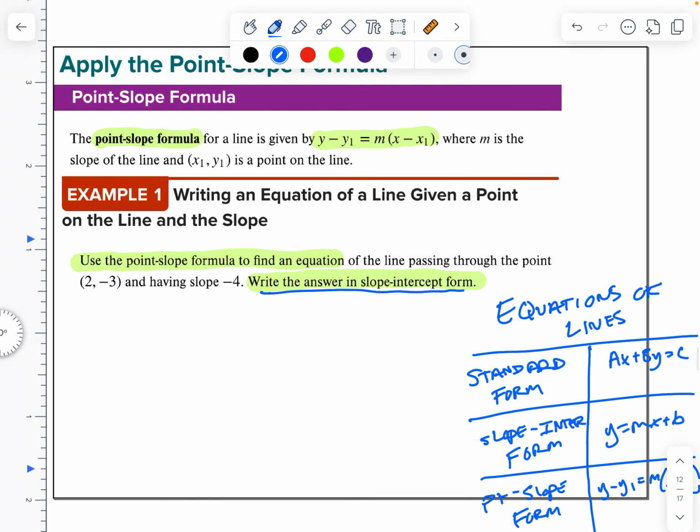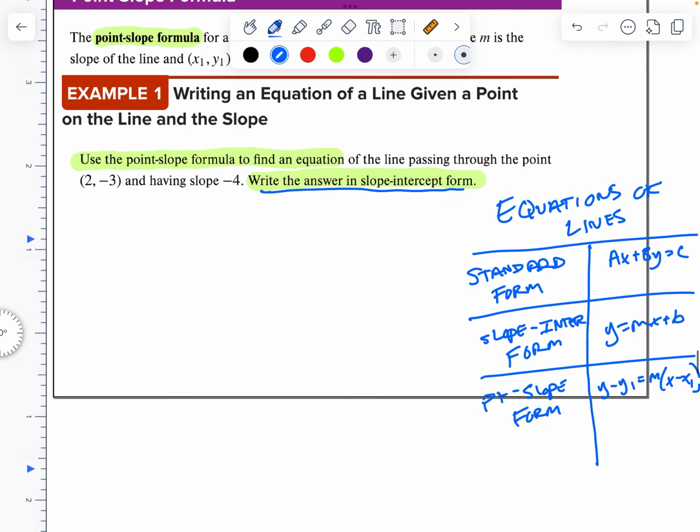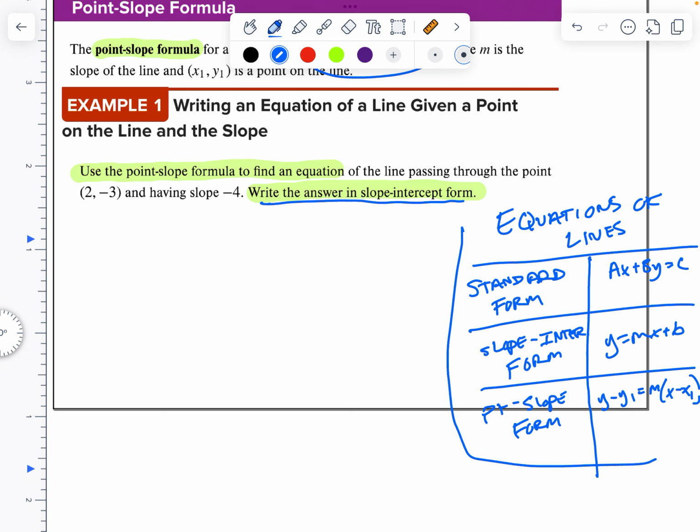All right, finally, our third form of the equation. It's right here, y minus y1 equals m(x minus x1), and I've added it to our chart. This chart is something that you should write down, take to heart, memorize what each form of those equations looks like.